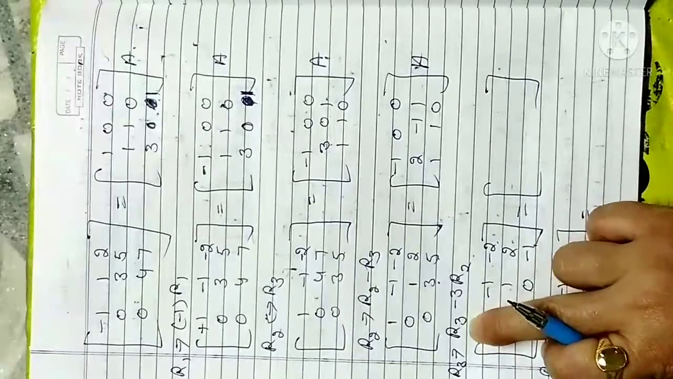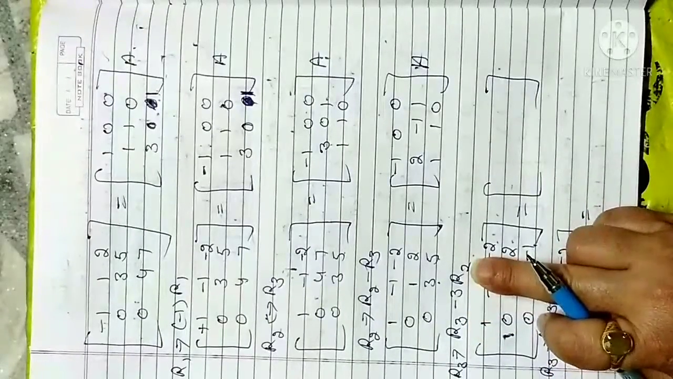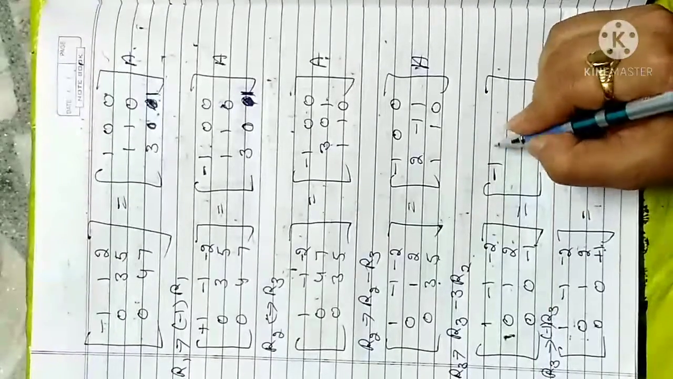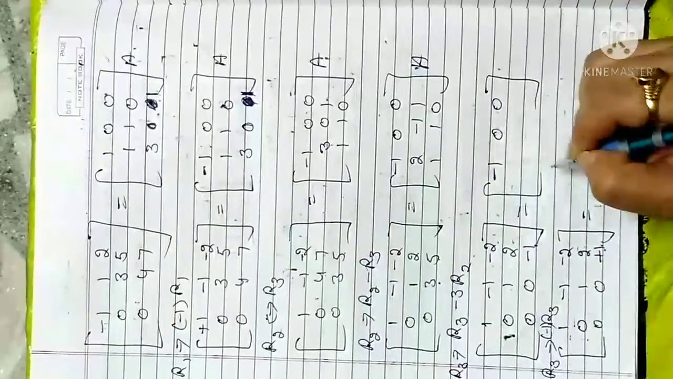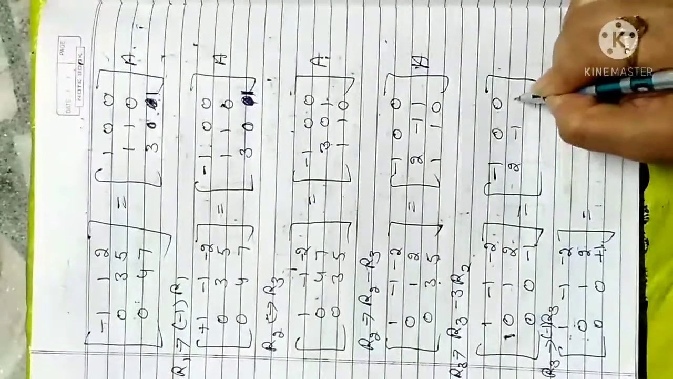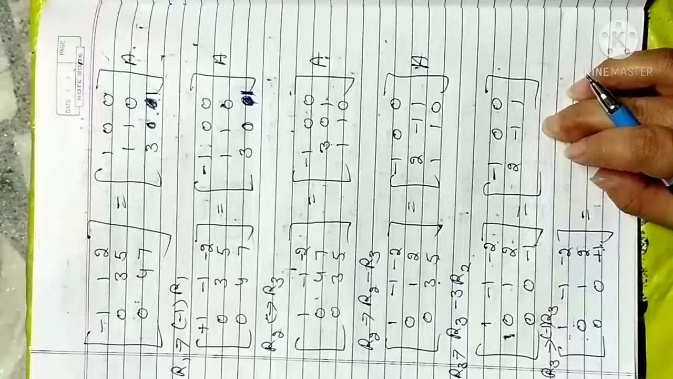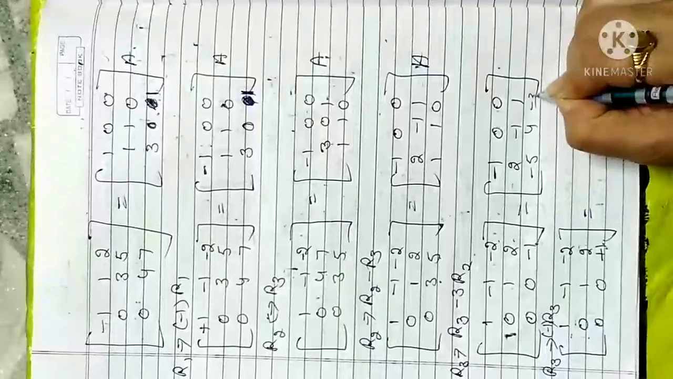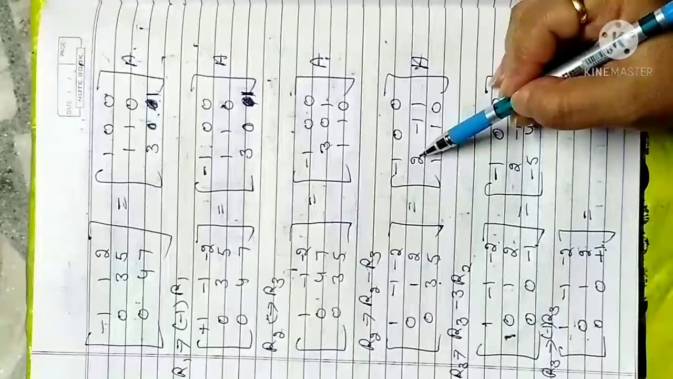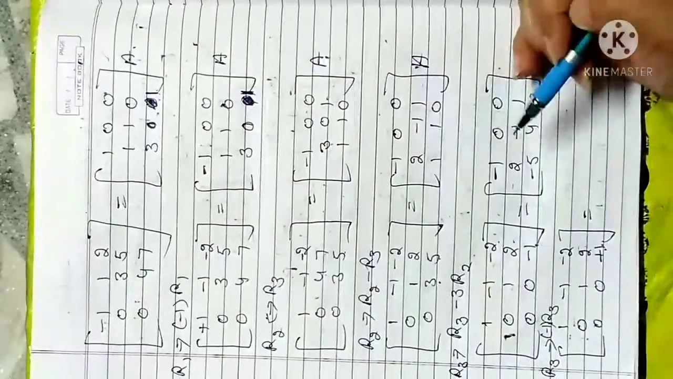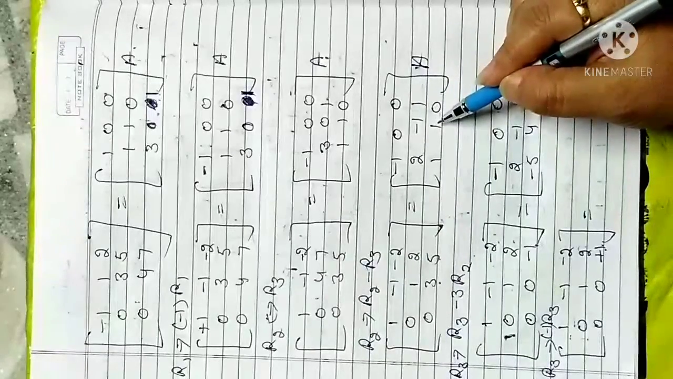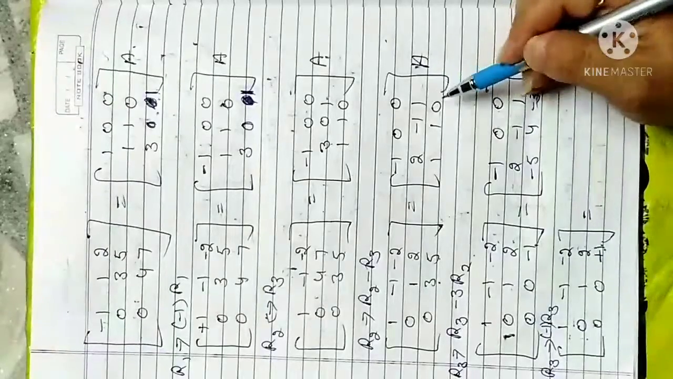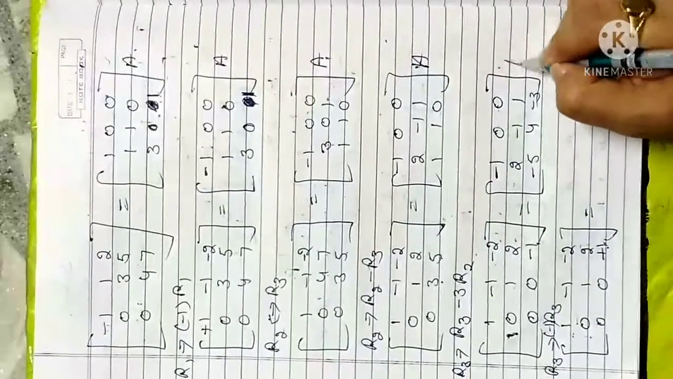So the next operation was row 3 minus 3 times row 2. When I apply it here, only row 3 changes, so the other two rows are written as they are, like 2 minus 1 1. Now row 3 changes to minus 5, 4 and minus 3, because when you multiply, 1 minus 6 is minus 5, then 1 plus 3 is 4, then here will be minus 3, and A as it is.